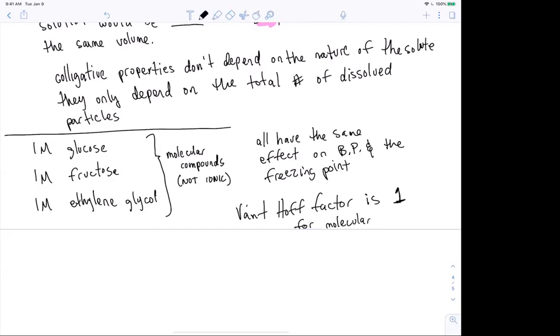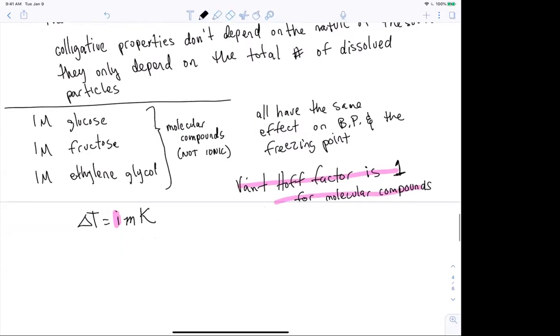For molecular compounds, if you look at one of these equations, like delta T equals i times little m for molality, times K, be it K freezing or K boiling, i is what this Van't Hoff factor is. And so i is equal to 1. It doesn't even really matter for molecular compounds.